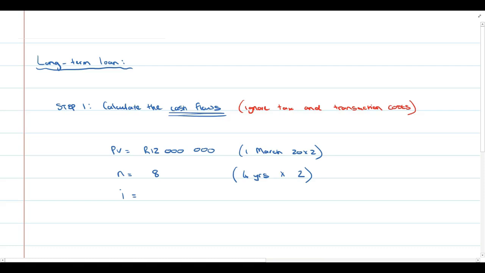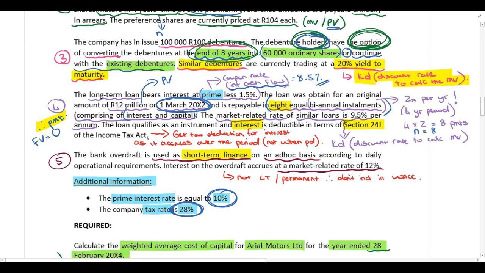For I, remember we are trying to calculate our cash flows. When you are trying to calculate your interest cash flow, you must use your coupon rate. So what is the coupon rate? It's 8.5%. It was prime less 1.5%.